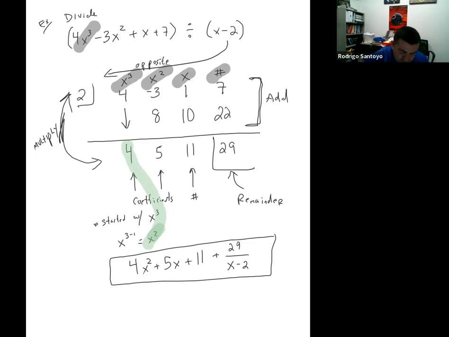Let's do one more example. Anyone need another minute copying this down? We have 2x to the third plus 7x squared minus 5. That's divided by x plus 3.